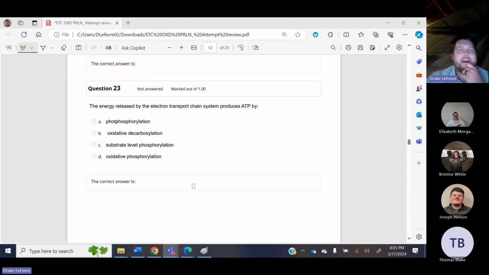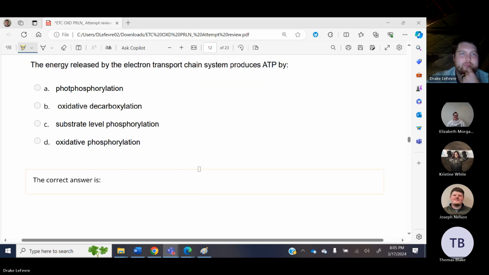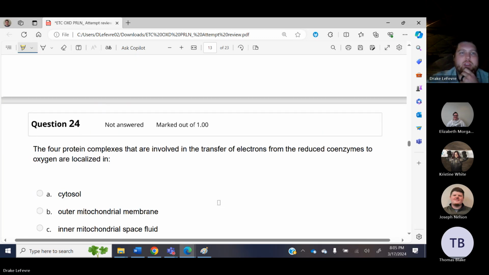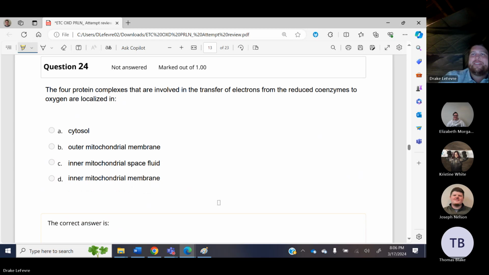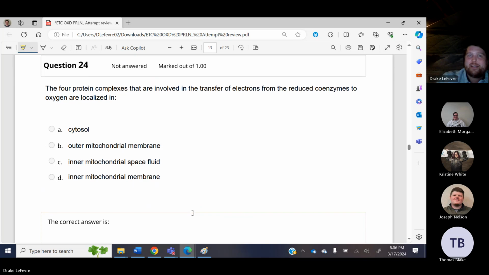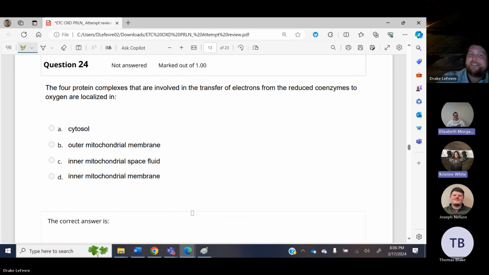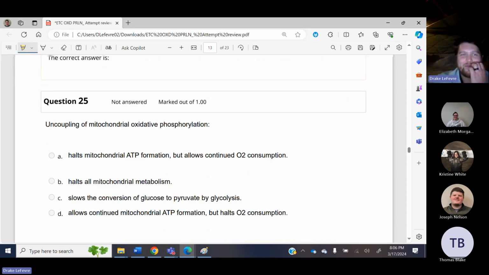Okay. The energy released by the electron transport chain system produces ATP by which of the following? Oxidative phosphorylation. The four protein complexes that are involved in the transfer of electrons from the reduced coenzymes to the oxygen are localized in? This is what I just said. Did anyone want to answer? The inner mitochondrial membrane. Yeah, the inner mitochondrial membrane. I was like, we just talked about this.